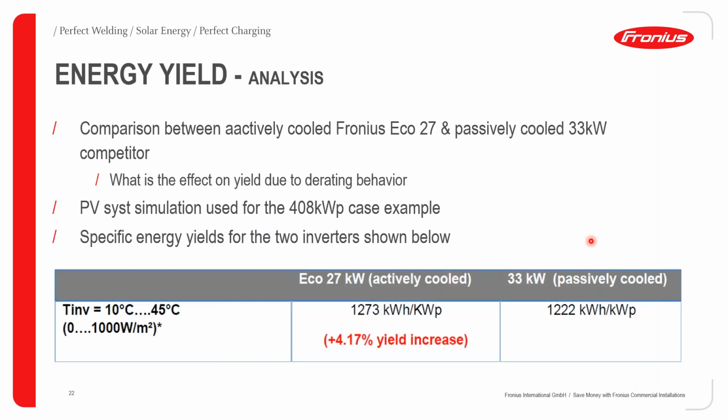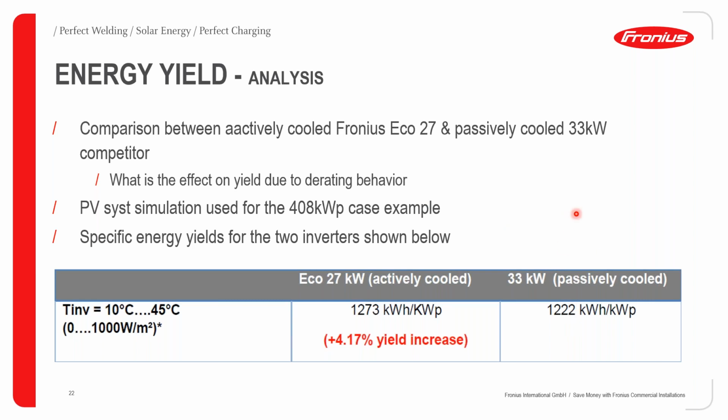So let's now look at a very specific comparison between a Fronius Eco 27 actively cooled and a passively cooled 33 kilowatt competitor. As a result of the derating behavior, what kind of effect do we expect from these two? Our analysis is based on an independent tool, PVSYST, also focusing on our 408 kilowatt example.